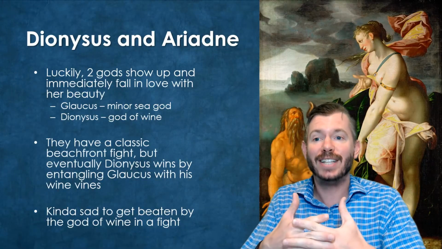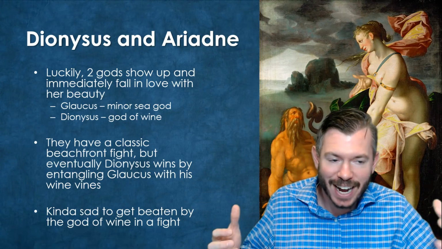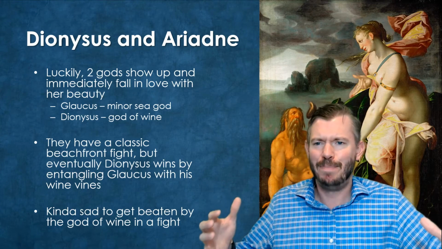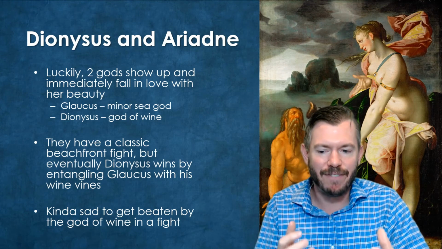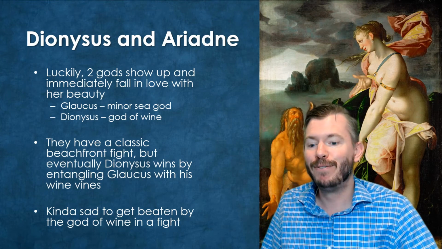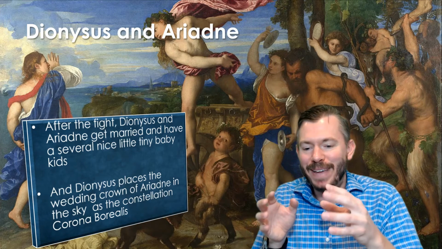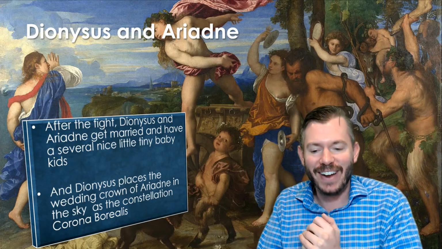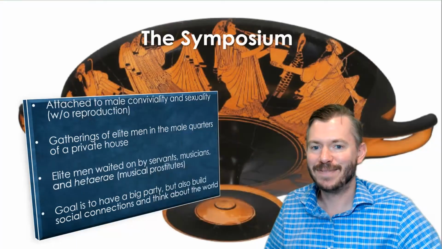Eventually, she has two gods fighting over her. So she's got Glaucus, this kind of minor sea god, as well as Dionysus, the god of wine. They're both fighting over Ariadne. Classic beachfront fight. Dionysus ends up kind of entangling him in these vines, and then she and Dionysus end up together in a beautiful marriage. And then they have tiny little baby kids, and eventually Dionysus places this wedding crown on Ariadne, and that becomes in the sky the constellation Corona Borealis.